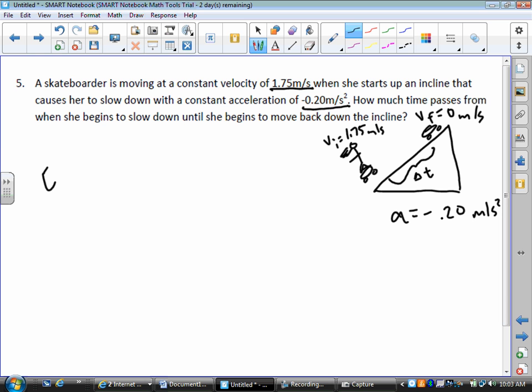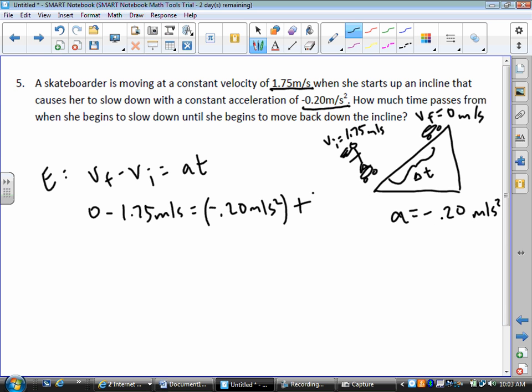Right, so we're going to use that equation that we just used. It'll be VF minus VI equals AT. So it'll be 0 minus 1.75 meters per second is equal to negative 0.20 meters per second squared, the acceleration, times the time. So it's not a plus sign, that's a T. That's why I do this little curly thing at the end, that way y'all don't confuse it.